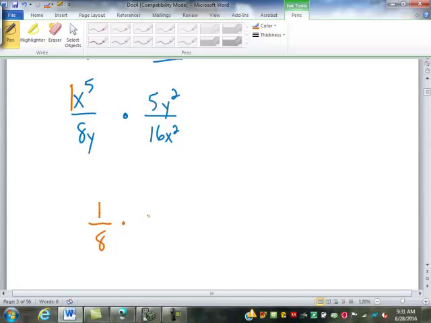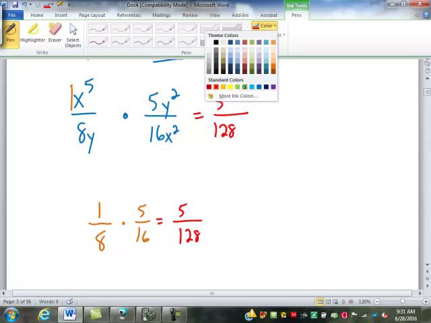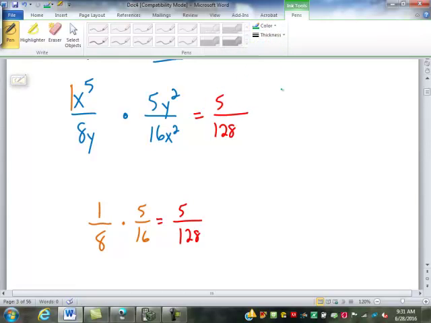So that's 1 over 8 times 5 over 16. Can I reduce anything? No. So 1 times 5 is 5, and 8 times 16 is 128. So my numerical portion here is 5 over 128. And then we take our variables out.